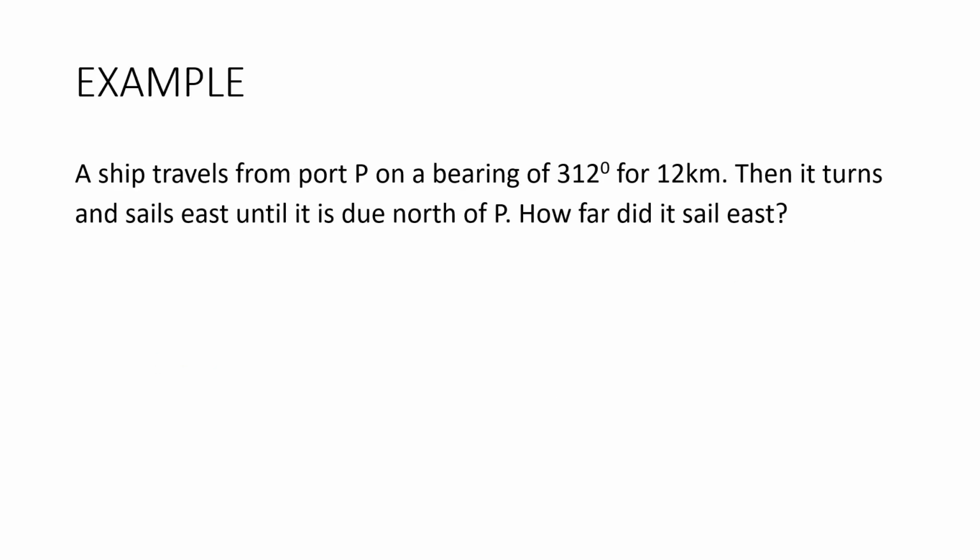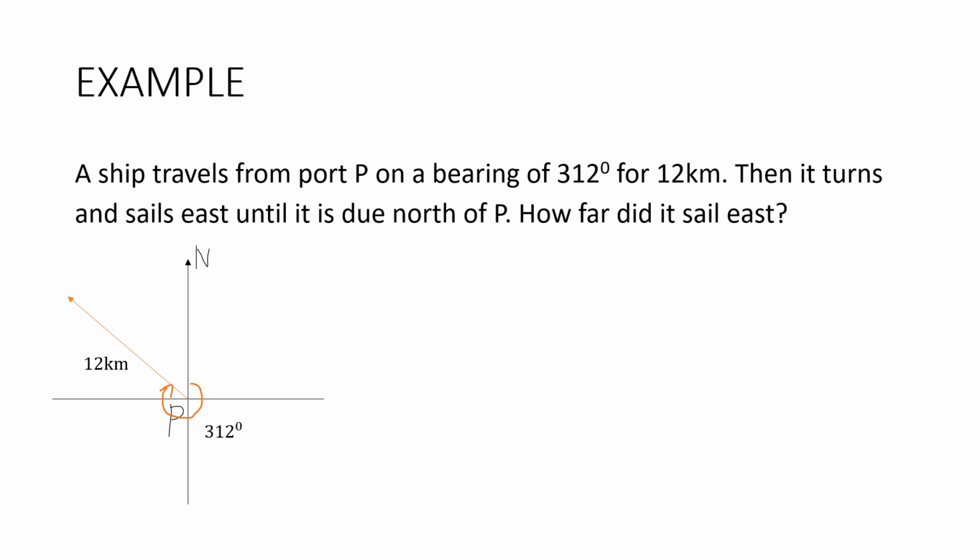Here's an example. A ship travels from Port P on a bearing of 312 degrees for 12 kilometres. Then it turns and sails east until it is due north of P. How far did it sail east? So we need to start with a diagram. Here's a compass. Port P is at the centre and this is north. Now we're sailing on a bearing of 312 degrees. So from north in a clockwise direction, that takes us around into this quadrant. So 12 kilometres we travel on a bearing of 312 degrees.